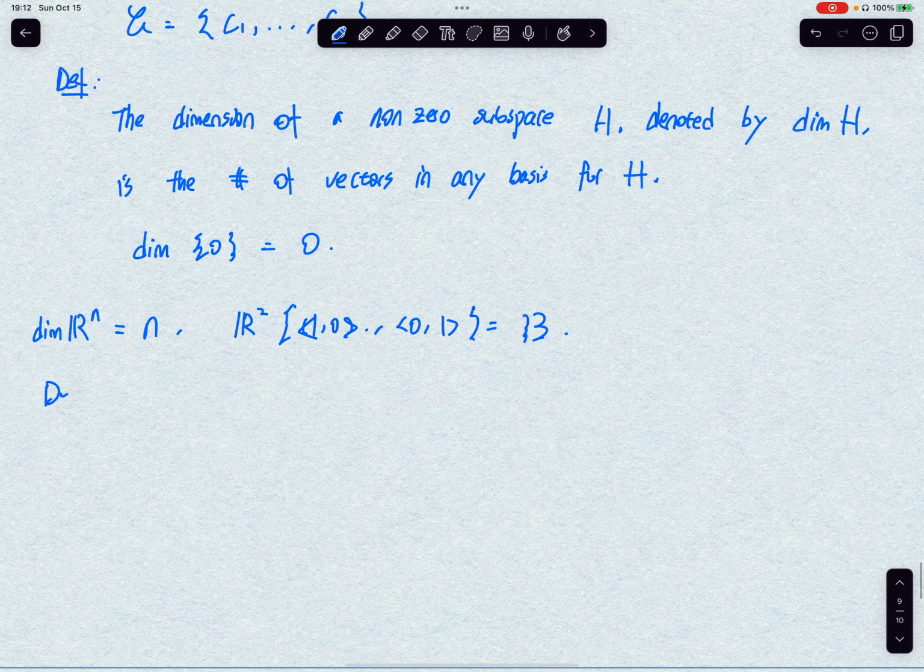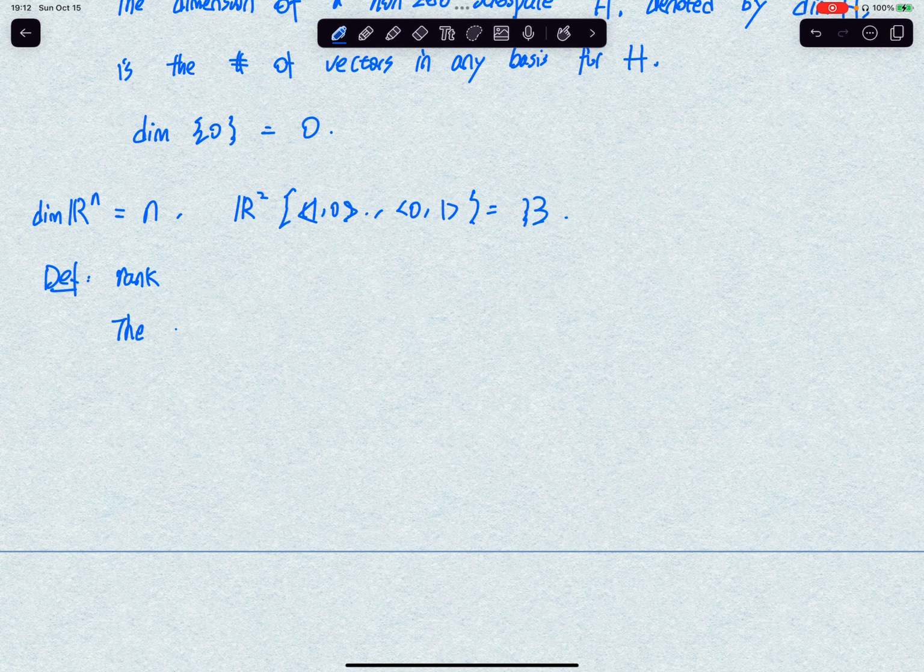Now let us define the rank. The rank of a matrix A, which we shall denote by rank of A, is defined to be the dimension of the column space of A. Note that since the pivot columns of A form a basis for the column space, the rank of A is just the number of pivot columns in A.